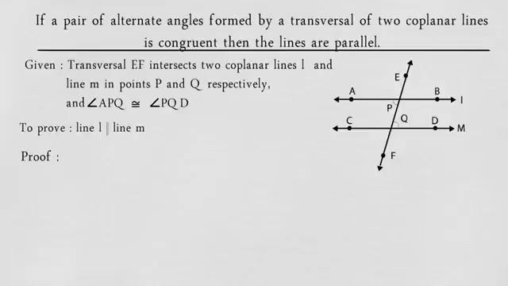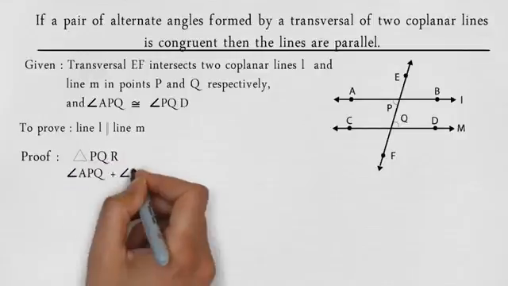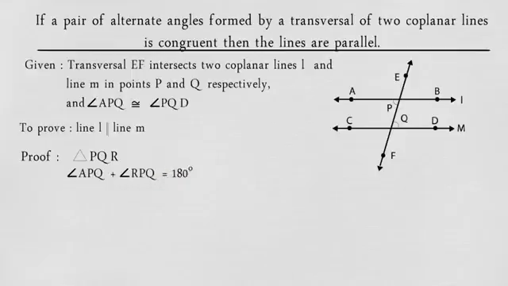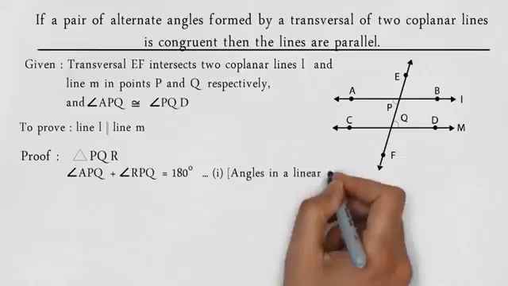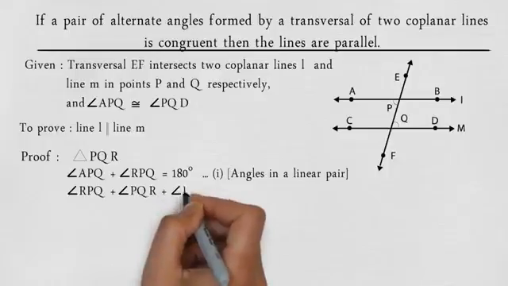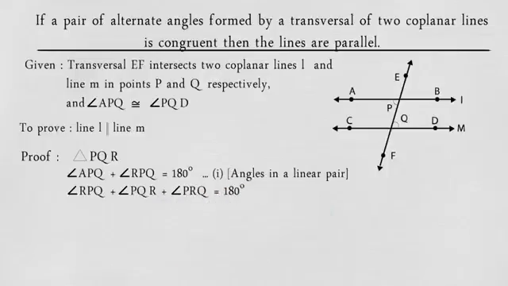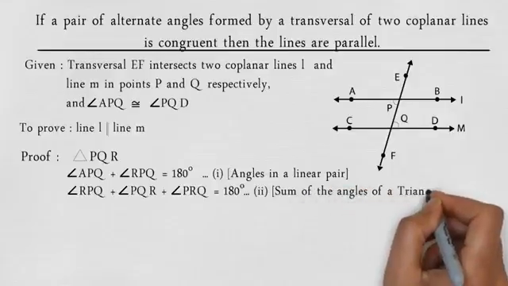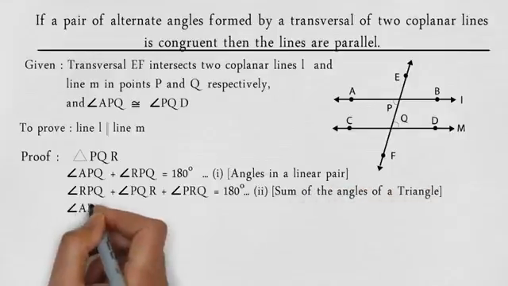Proof. Suppose line L is not parallel to line M. It means the coplanar lines AB and CD are not parallel. Then they intersect in point R. Now points P, Q and R are non-collinear, so we get triangle PQR. Angle APQ plus angle RPQ is equal to 180 degrees as they are angles in a linear pair. Angle RPQ plus angle PQR plus angle PRQ is equal to 180 degrees as the sum of the angles of a triangle is 180 degrees.